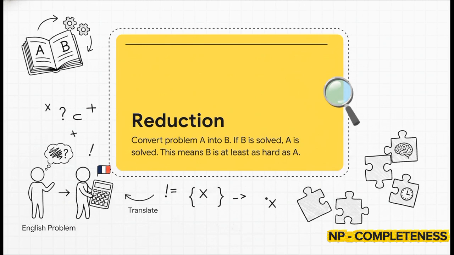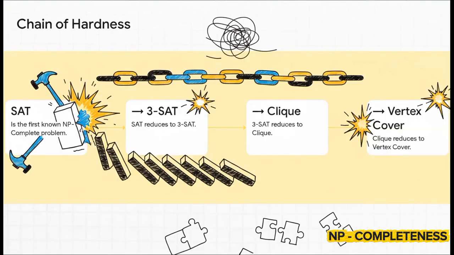The best way to think about it is like a translation. Let's say you have a new mystery problem. We'll call it problem A. If you can build a clever translator that takes any version of your problem A and turns it into a SAT problem, you've just proven something incredible. You basically said, hey, if I had a fast way to solve my problem, I could use my translator to solve SAT fast too. And since we're pretty sure nobody can solve SAT fast, it must mean your problem is also super hard. It's like proving someone is a great fighter by showing they can go toe-to-toe with the world champion.